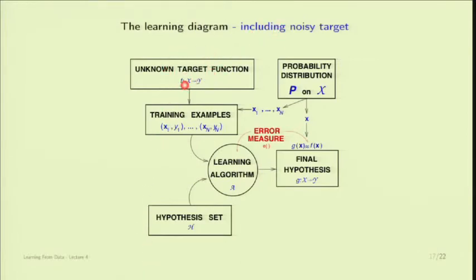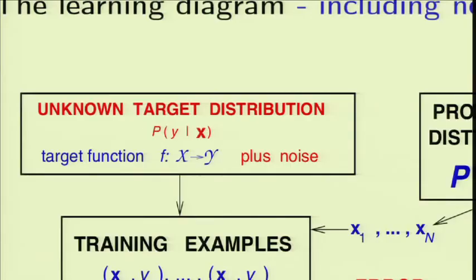So obviously, the modification will happen here. And what you do is you replace this with a target distribution. So let me magnify it. So the unknown target function became unknown target distribution. You define it as a conditional probability distribution of y given x. And you can think of this as if it was a target function with the expected value that I talked about, plus noise, which is the remaining part. But as a target, it is a distribution.